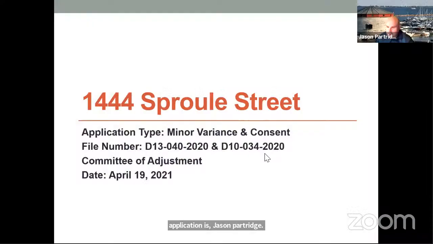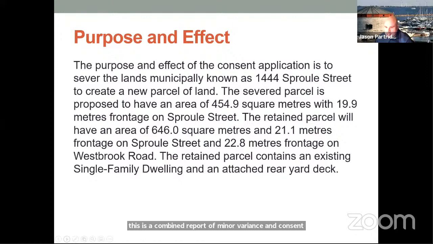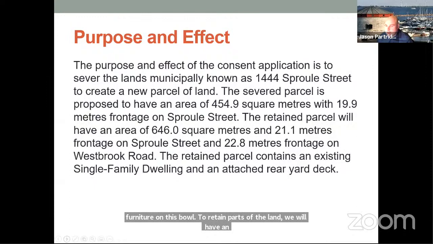Great, thank you. So through you, Mr. Chair. Good evening, everyone. So this is a combined report, a minor variance and a consent at 144 Sproul Street. Next slide, please. So the purpose and effect of this consent application is to sever off one lot. The one lot would be 454.9 square meters, and it would have lot frontage along Sproul Street. The retained portion will be a 646 square meter lot with lot frontage along Sproul and Westbrook Road. The retained parcel will have an existing single family dwelling and an attached rear deck on the property as well.